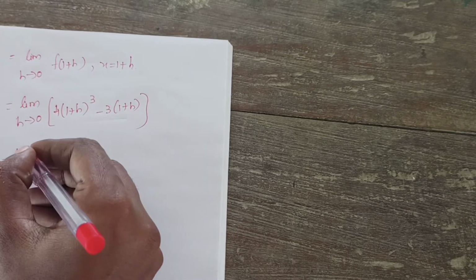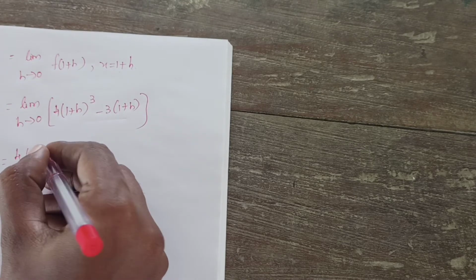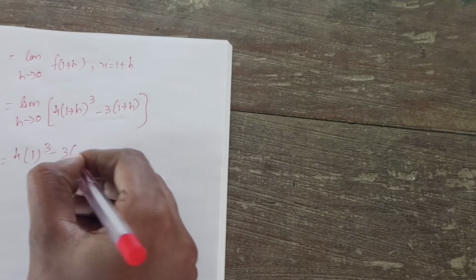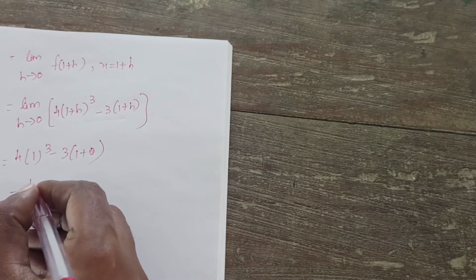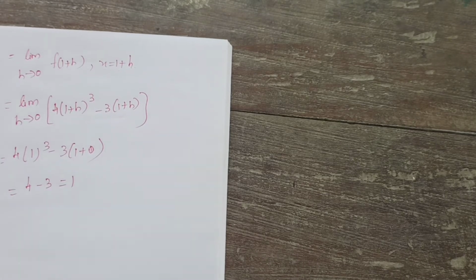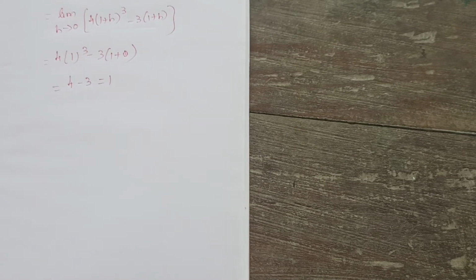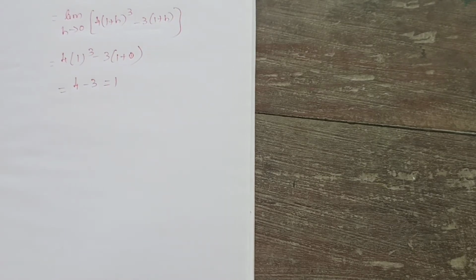4 into 1 plus h, where h is 0. Is it right? So 1 cube minus 3 into 1 plus 0. That's equal to 4 minus 3. This value is also 1. Are both equal? Yes. Is it right? In the same way, we need to check for f of 1 also. Have you got it?